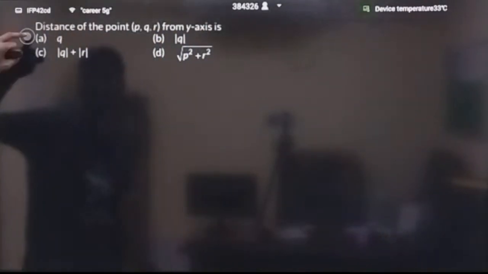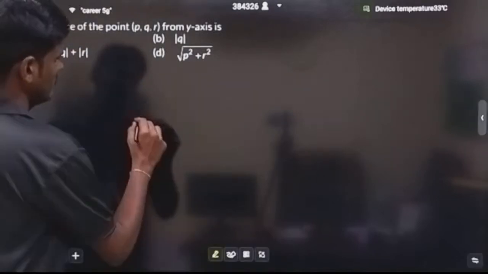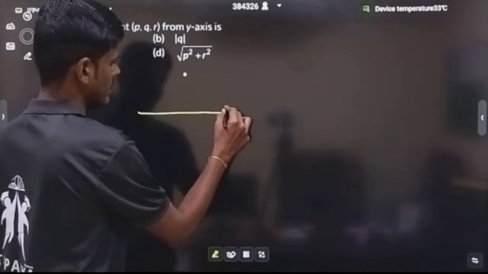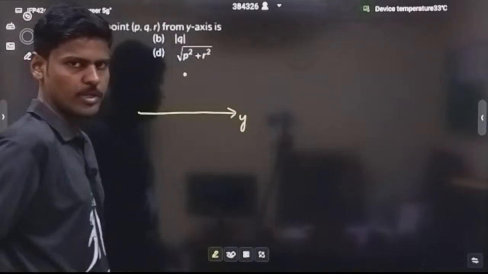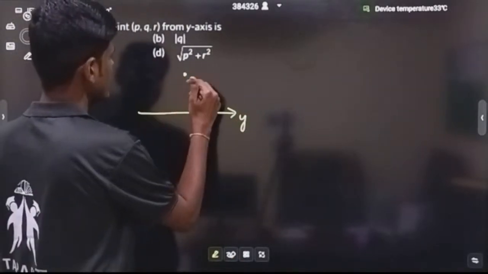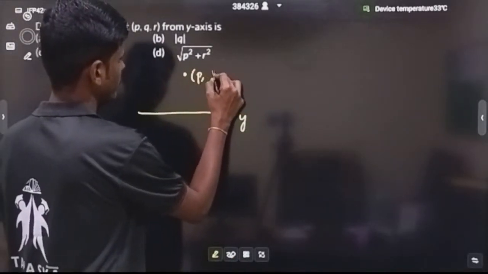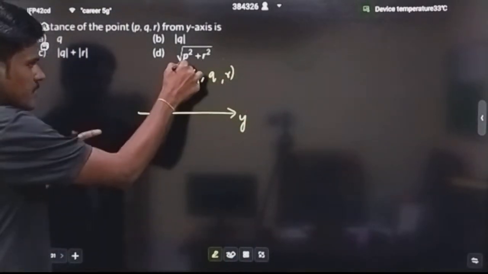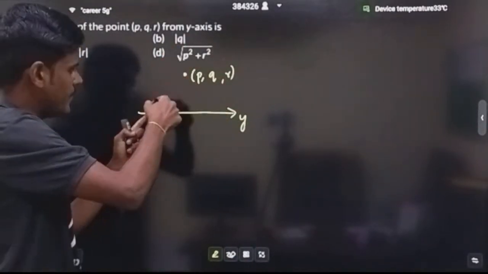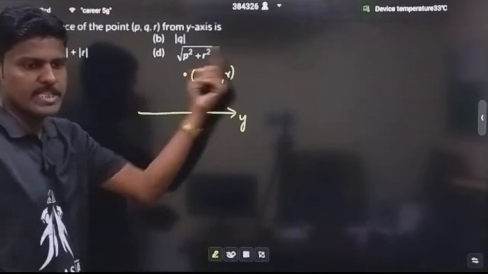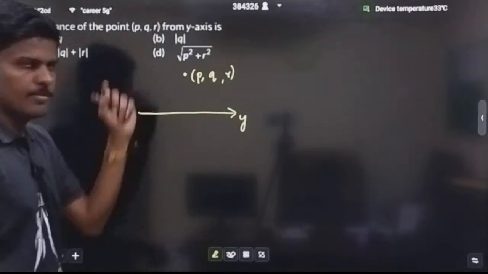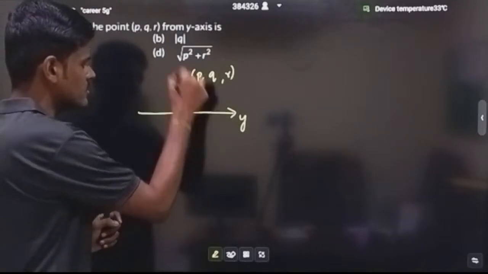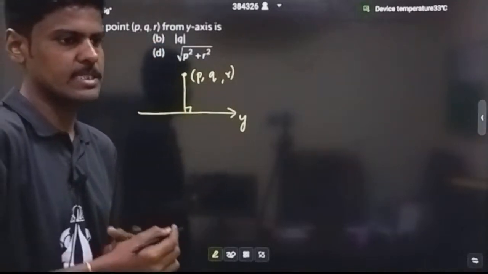Let's assume this is y-axis. This is y-axis and point is here. Let's take this axis as y-axis and point is PQR. From this point we can take any point in y-axis and find distance. Obviously answer will be different. When we talk about distance, it is always shortest distance, and shortest distance will always be perpendicular distance.